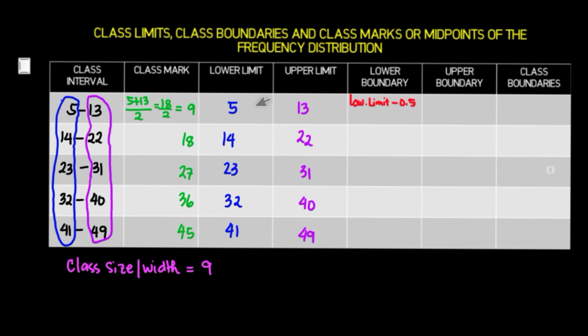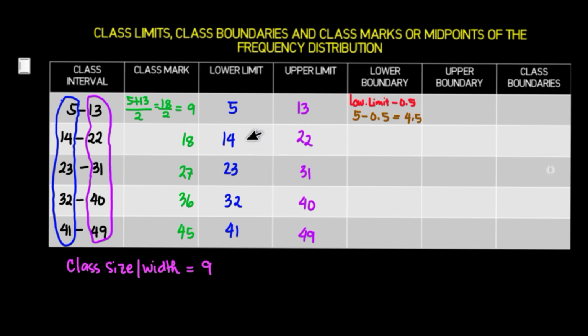So, dito naman tayo sa lower boundary. Para makuha yung lower boundary, yung lower limit, babawasan lang po natin ng 0.5. Ang lower limit po is 5. Yan po yung unang lower limit, 5 minus 0.5. The answer is 4.5. Pwede po kayo magbawas ng 0.5 pababa, or pwede nyo na rin pong i-add yung class size or class width. Ang gagawin ko is magbabawas ako lagi ng 0.5.